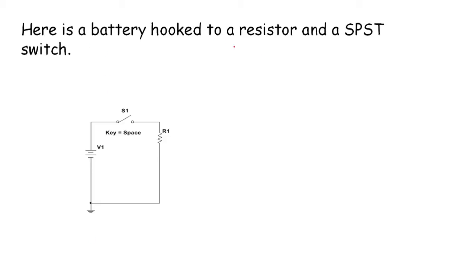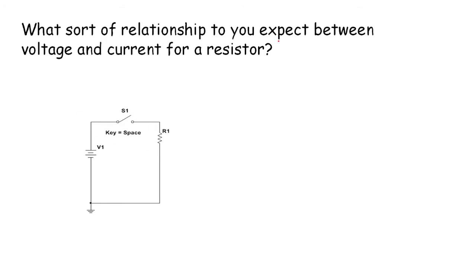Here's a battery hooked up as a resistor and a single pole, single throw switch. What sort of relationship do you expect between voltage and current? Well, I expect as soon as I close this switch, the current will just start flowing through R1. I'm a little bit less dexterous than normal because I'm using a different system here.